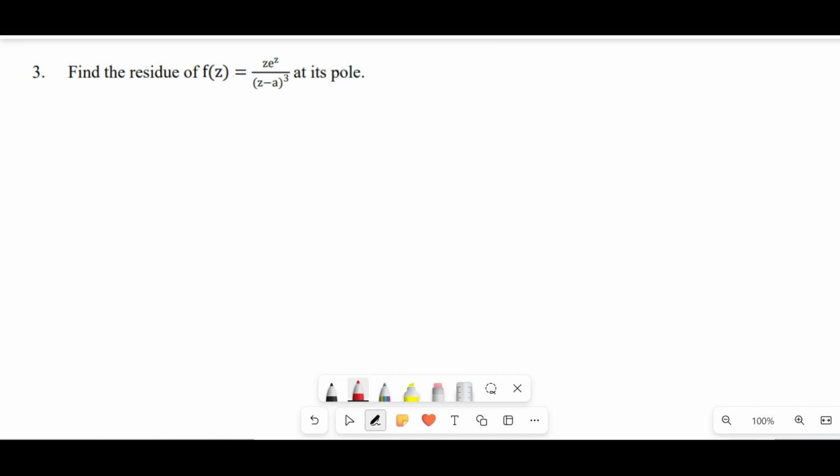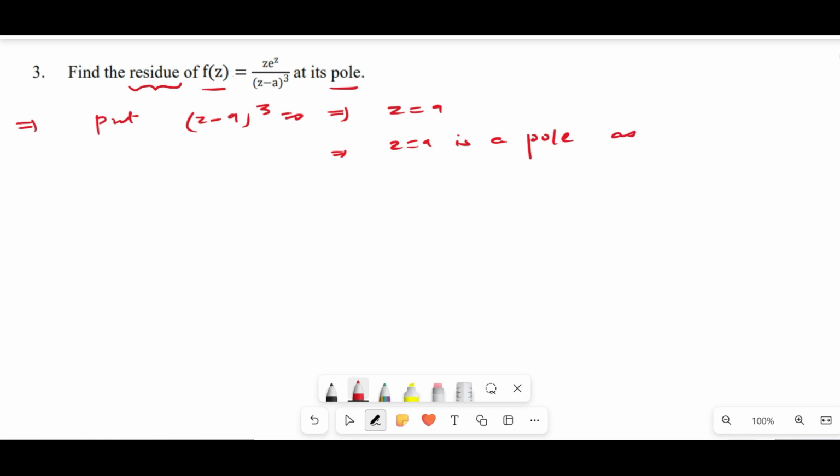So now in this problem we need to find the residue of the function f at its pole. So first of all we need to put z negative a to the whole power 3 is equal to 0. It implies the value of z is equal to a. So we can say z is equal to a is a pole because as z tending to a, f of z tending to infinity.